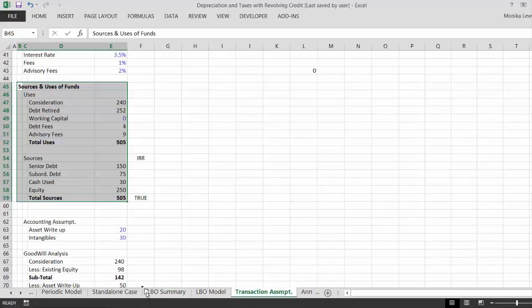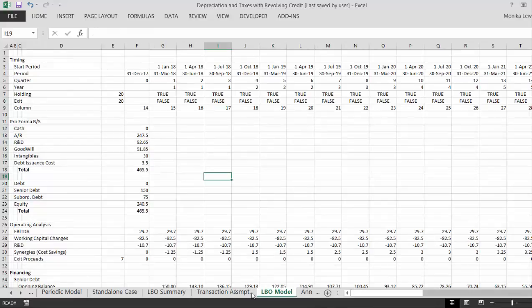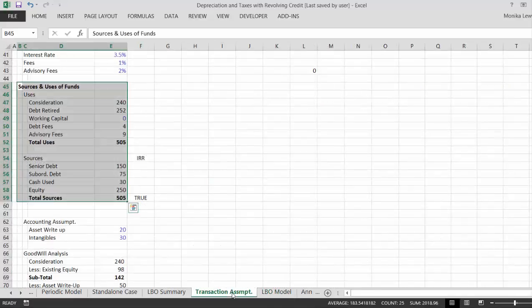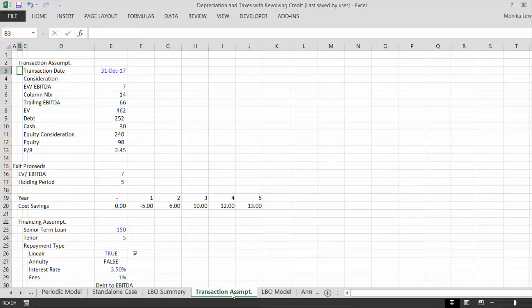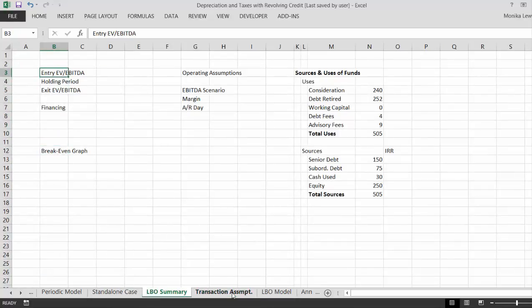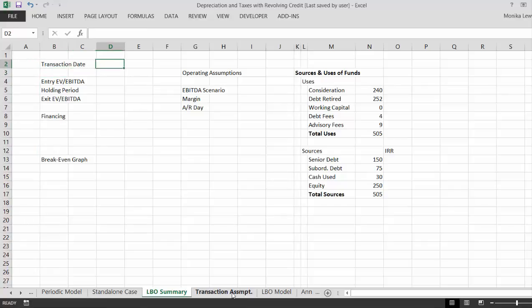But let's review the transaction assumptions. Maybe we'll put that right here. It certainly should be before the LBO model. So the first thing is we had a very flexible transaction business, and I think probably we put the days. Okay.